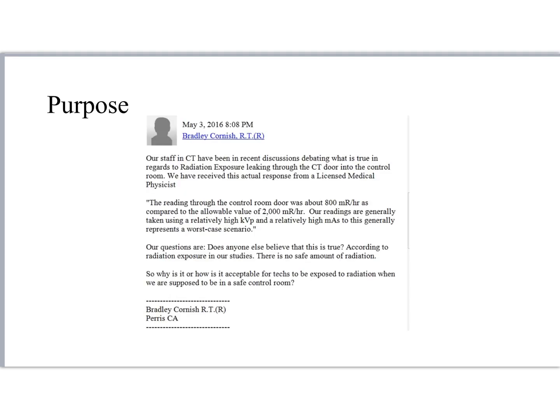Well, I found this post to the ASRT communities a couple years back, and it still rings true. This technologist is being told that there's a certain amount of leakage radiation that's expected through the door of the CT room, and he's questioning whether or not that's actually safe. And so we frequently encounter these types of critical thinking questions when working in CT.